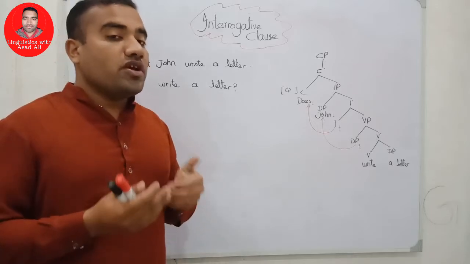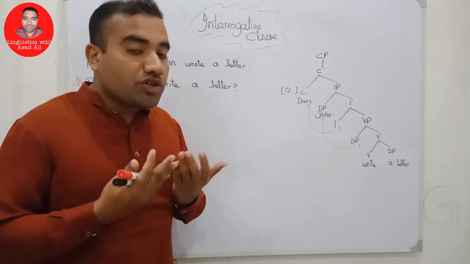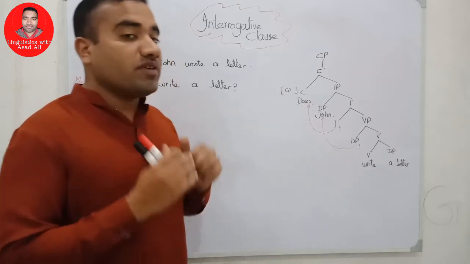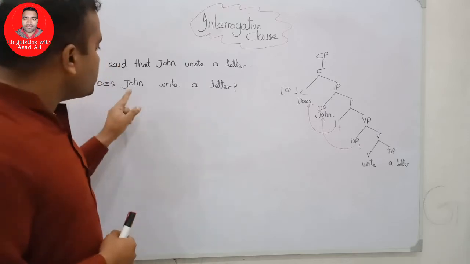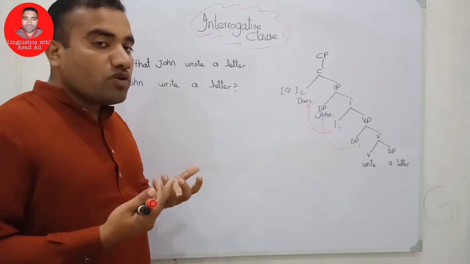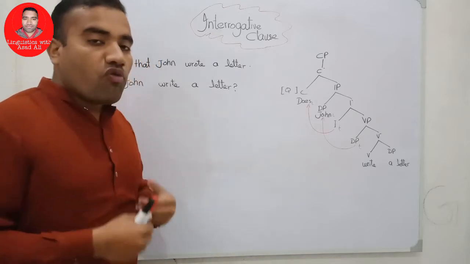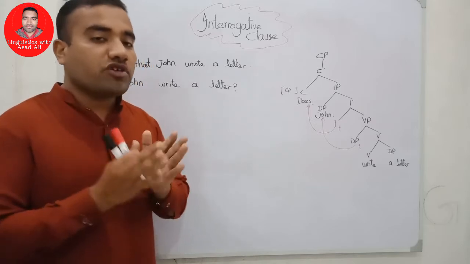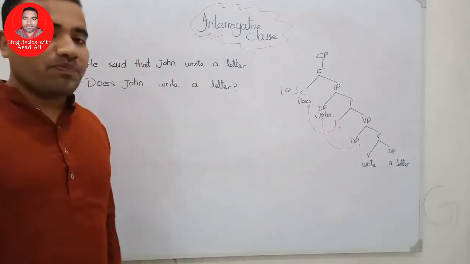And now see what the interrogative clause is and how we can generate interrogative sentences in the English language. See first the example. We have the simple sentence, John writes a letter. But if we have to construct the interrogative sentence, what will our structure be? Our structure will be: does John write a letter?